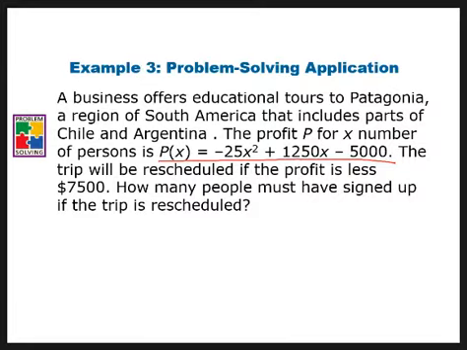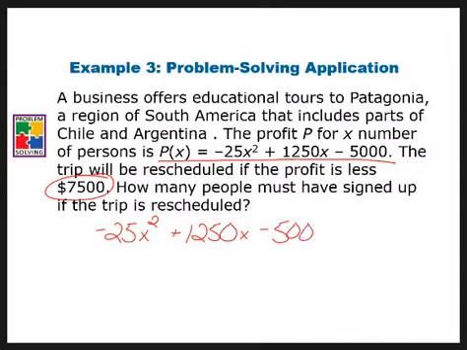Okay, basically the profit model tells us whether we're going to make money or not make money, and in this case it says the trip will be rescheduled if the profit is less than $7,500. All right, so if our model happens to yield something that is less than, actually it wouldn't even be equal to, just less than $7,500, the trip has to be rescheduled.